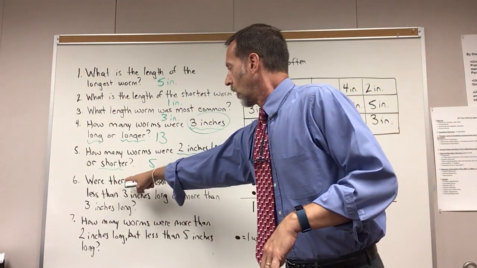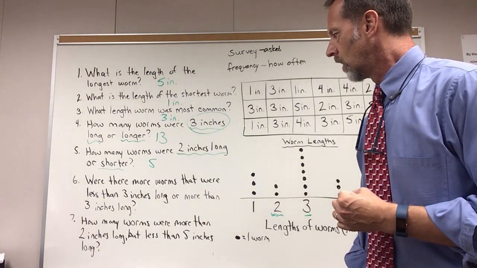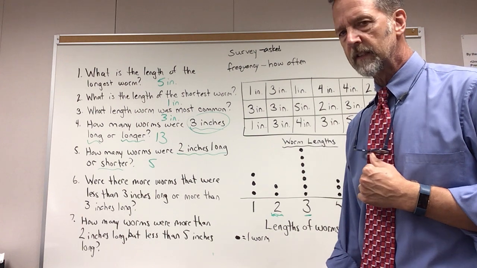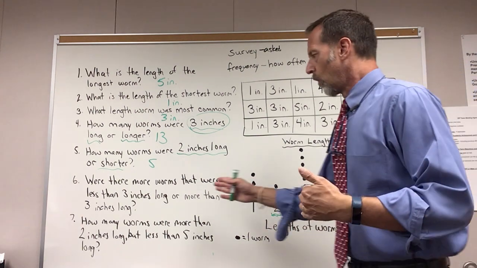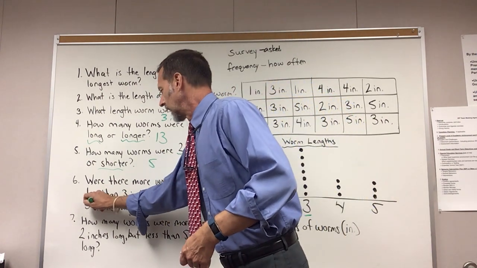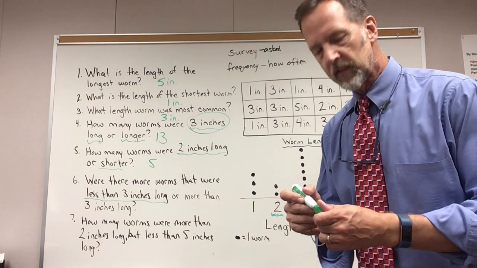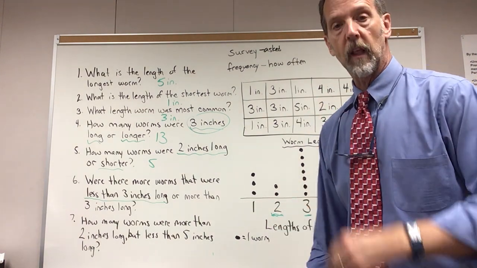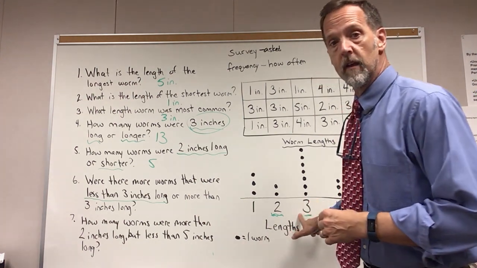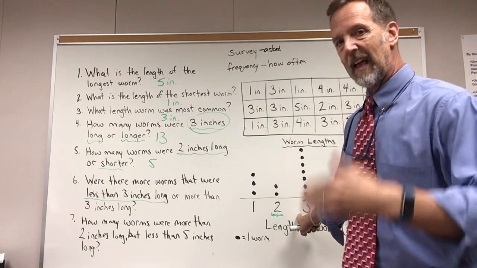All right? Were there more worms that were less than 3 inches long or more than 3 inches long? Okay, what are they asking? What am I asking you now? Were there more worms that were less than 3 inches long? Look at it. Less than 3 inches long. What's less than 3? 2's less than 3. 1's less than 3. Do I count 3? No, because 3's not less than 3.